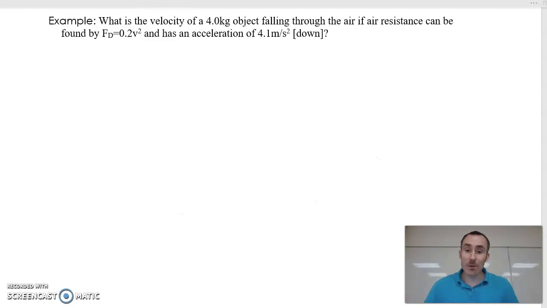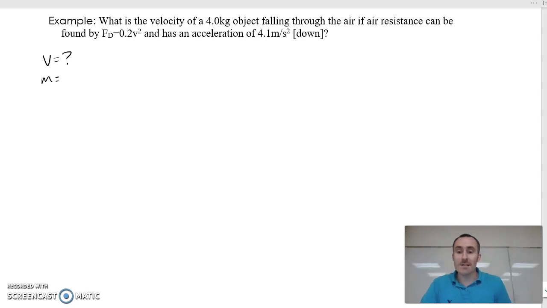Our final example here does not talk about terminal velocity. What is the velocity of a 4 kilogram object falling through the air if air resistance can be found by Fd equals 0.2 v squared and it has an acceleration of 4.1 meters per second squared down? So it has an acceleration. That means this is not terminal velocity. Terminal velocity means zero acceleration. And so what we are trying to figure out is what is the velocity?